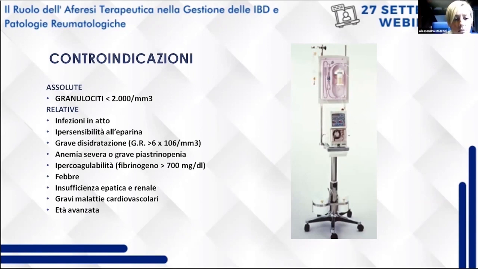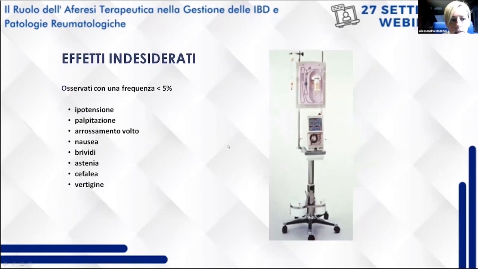Such a patient has severe dehydration and anemia, obviously induced by loss from the gastrointestinal tract, and factors such as hypercoagulability may cause a problem during the procedure. So fibrinogen values must be taken into consideration. Fever may also be an indication of bacteremia, hepatic and renal impairment, and severe cardiovascular disease, which may alter the patient's extracorporeal circulation, and of course the age limit must be taken into account.